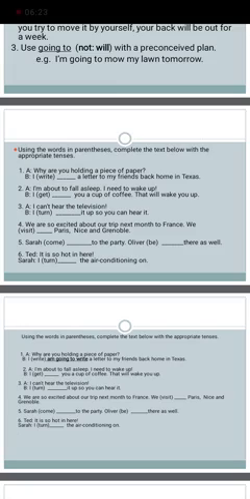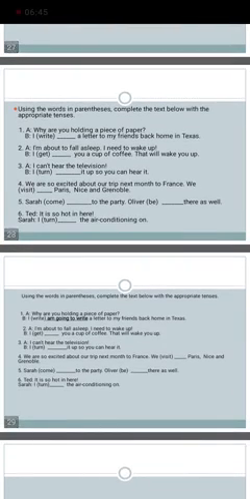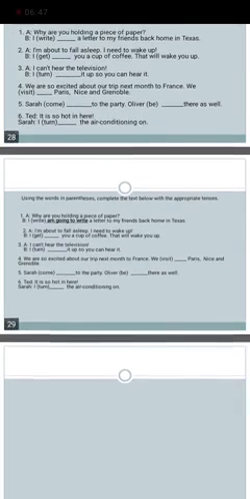Down here you can see the exercise. Why are you holding a piece of paper? Then there's a B, so we have person A and B. I dash a letter to my friends back home in Texas. So it will be, I am going to write a letter to my friends back home in Texas. So you do that exercise too, number 3 to number 6.